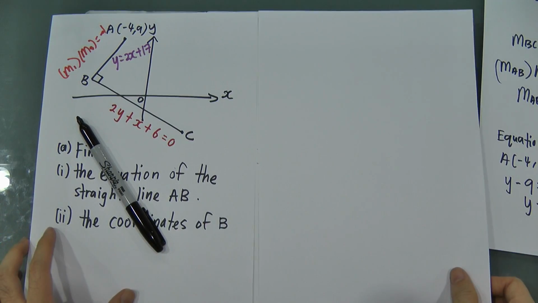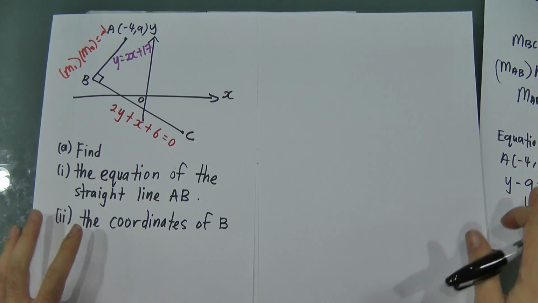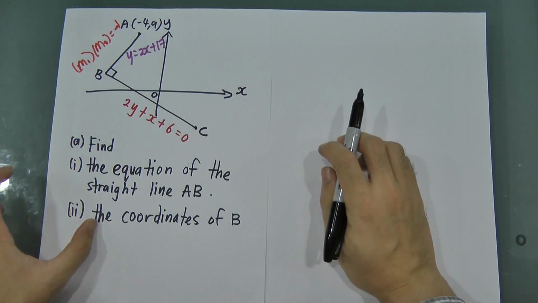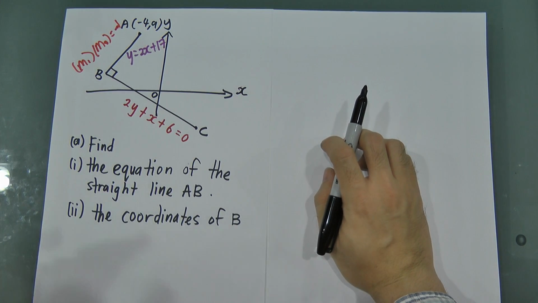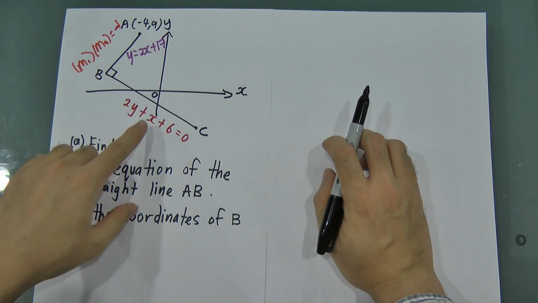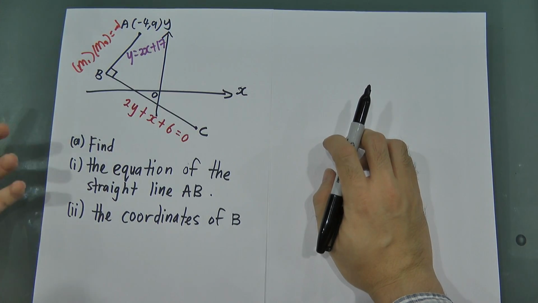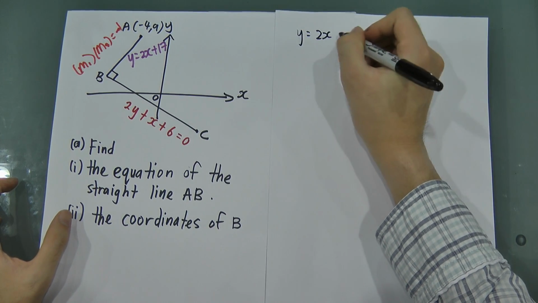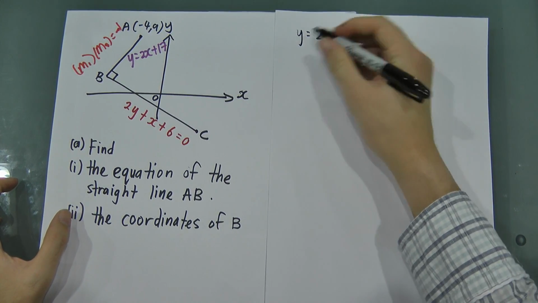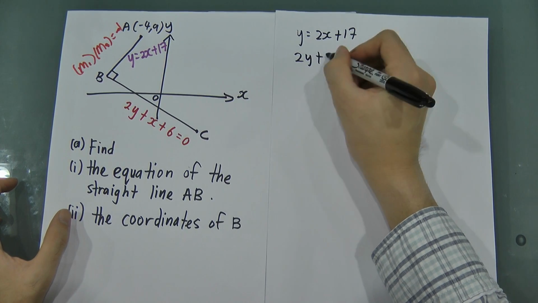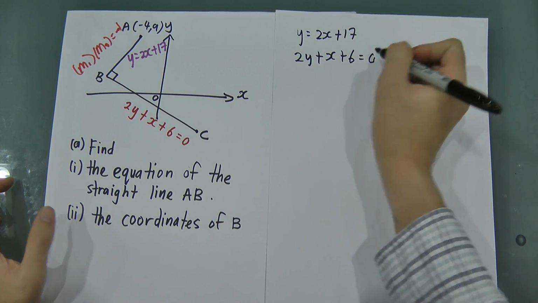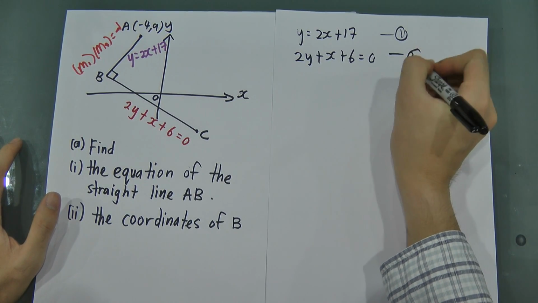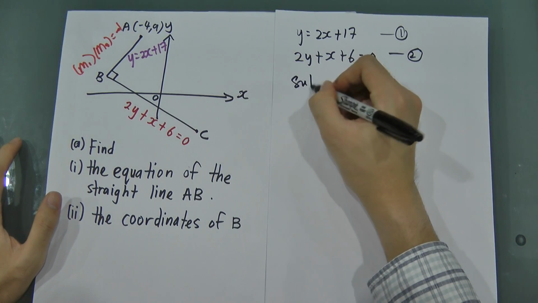The second part asks you to find the coordinates of B. As I mentioned in the last video, to find a coordinate you need two equations and then do simultaneous equations. Over here you do have two equations, correct? Simultaneous equations will help you find coordinate B. You substitute one equation into the other to find the intersection point, which is B. I'm going to call this one equation 1 and this one equation 2. So I'm going to substitute 1 into 2.